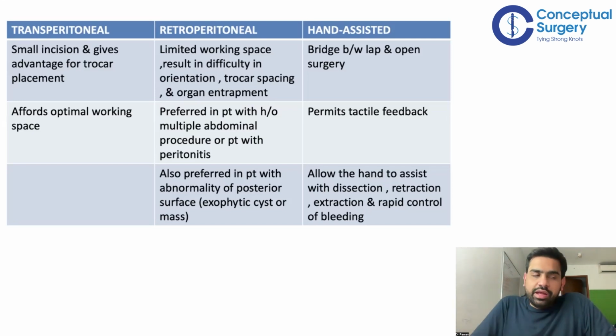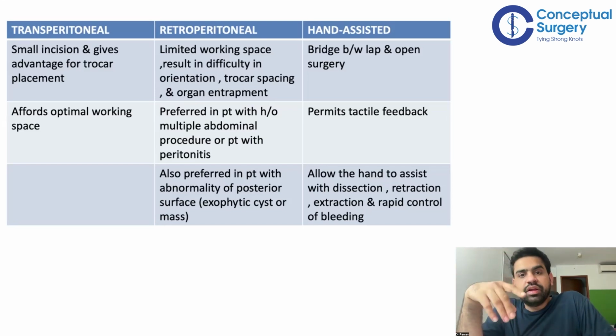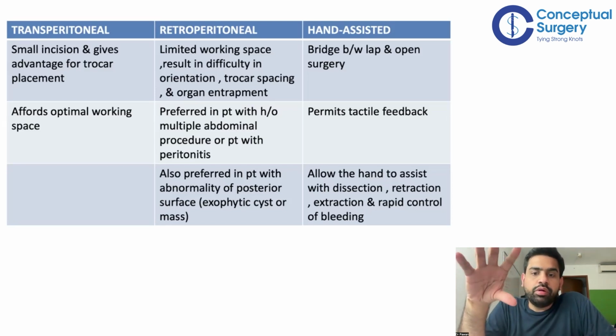Understood? Right. Now, the disadvantage of a retroperitoneal approach is the space. We do not have a good amount of space to operate if you're performing a retroperitoneal surgery. So it's preferred in patients with a history of multiple abdominal procedures, but it doesn't give you a good amount of space to operate. And let's assume there is a tumor present on the posterior surface of the kidney. Then again, what you should prefer is a retroperitoneal approach. It is also preferred in patients with an abnormality on the posterior surface of the kidney.